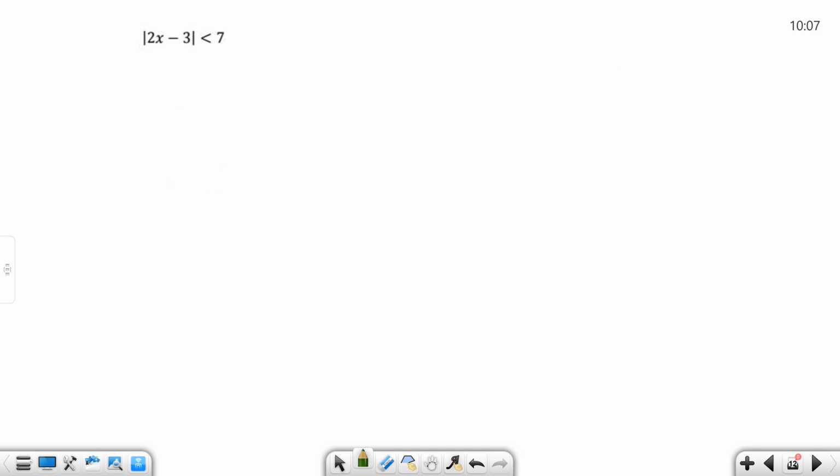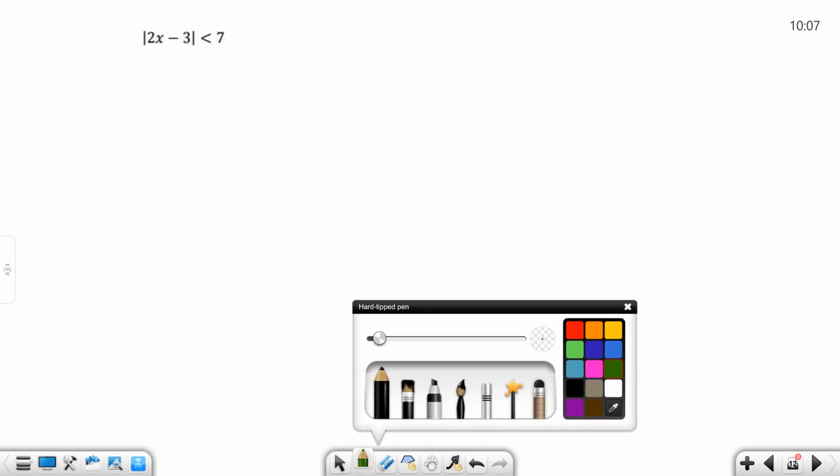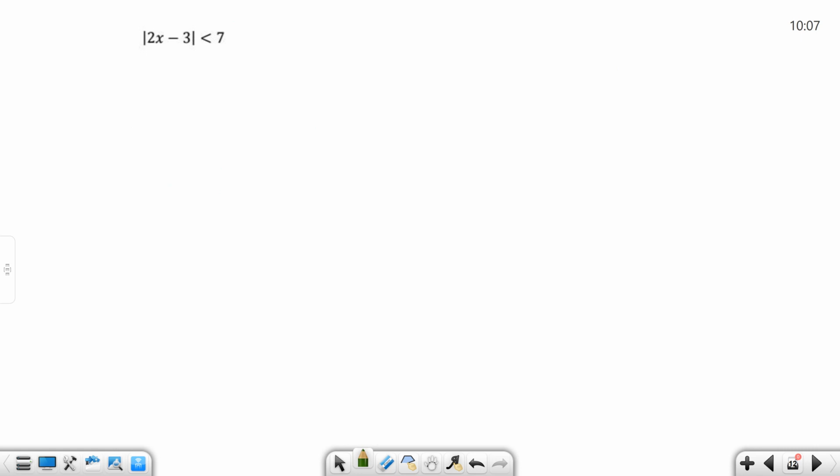Absolute value of 2x minus 3 is less than 7. What do we do with less than? Less than, we make a what? Let us make a sandwich. Let me flip back and check something real quick on this next screen. All right, so absolute value 2x minus 3 is less than 7. So again, it's a sandwich.